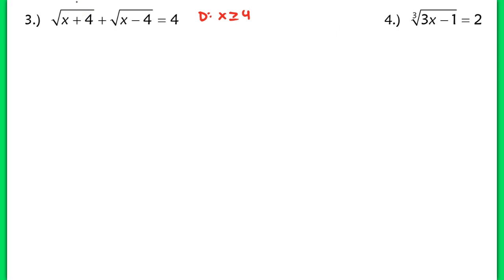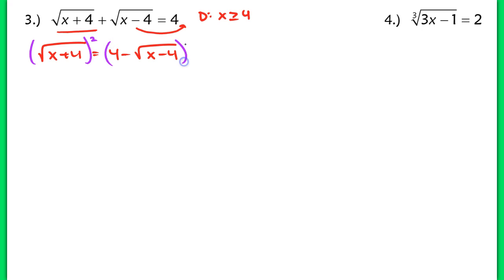Okay, now that we have our domain written, I want to isolate one of the radicals. It doesn't matter which one I choose. I'm just going to pick the first one, and we'll move that second radical to the other side. So we have the square root of x plus 4 equaling 4 minus the square root of x minus 4. So now that I have a radical isolated, I can square both sides of the equation. Now when I square both sides of the equation, the left-hand side is really easy because that'll just drop to x plus 4.